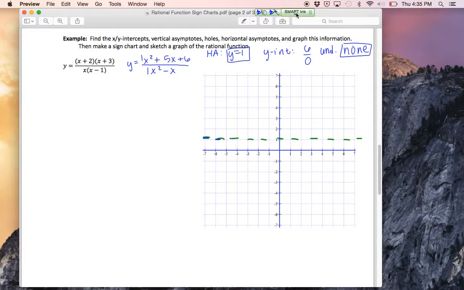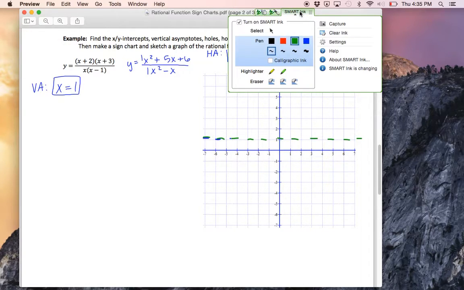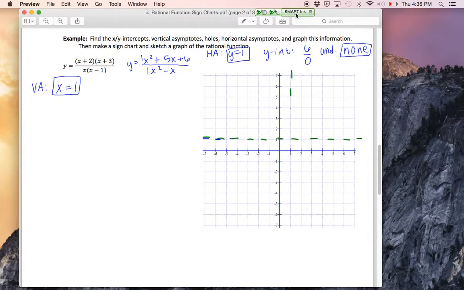All right, now let's move on. Vertical asymptotes. So vertical asymptotes are where just the denominator equals 0. Well, that's going to happen when x equals 1. So the equation of that line is x equals 1. Box it in. I'm going to graph that over here. So at x equals 1, I have a vertical asymptote.